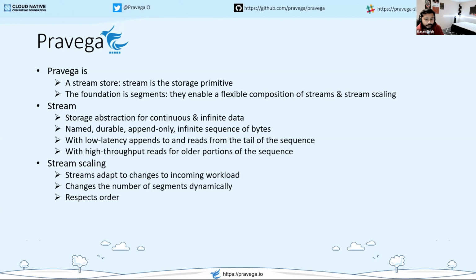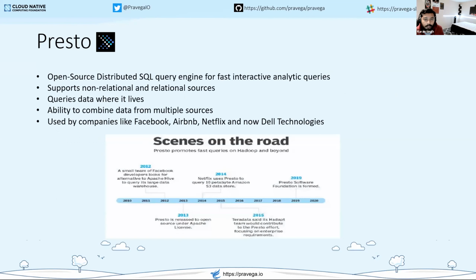Moving on to stream scaling. Streams in Pravega adapt to changes in incoming workload. It changes the number of segments dynamically to support incoming new data, and it also respects order. So this was a brief overview of Pravega.